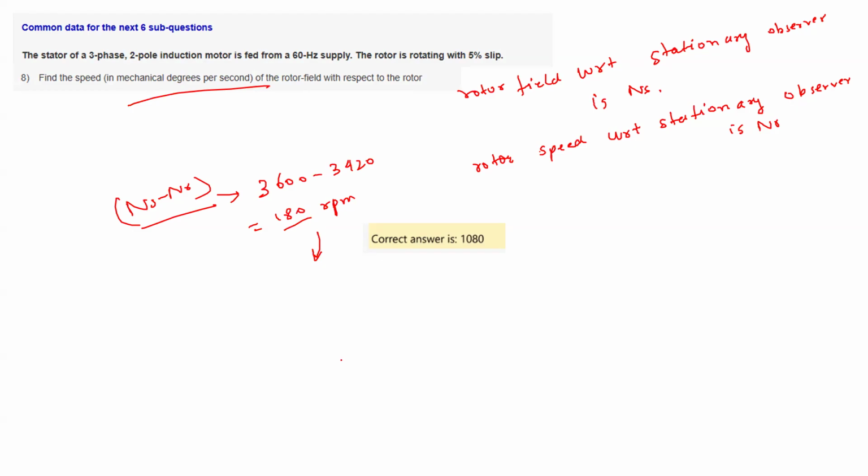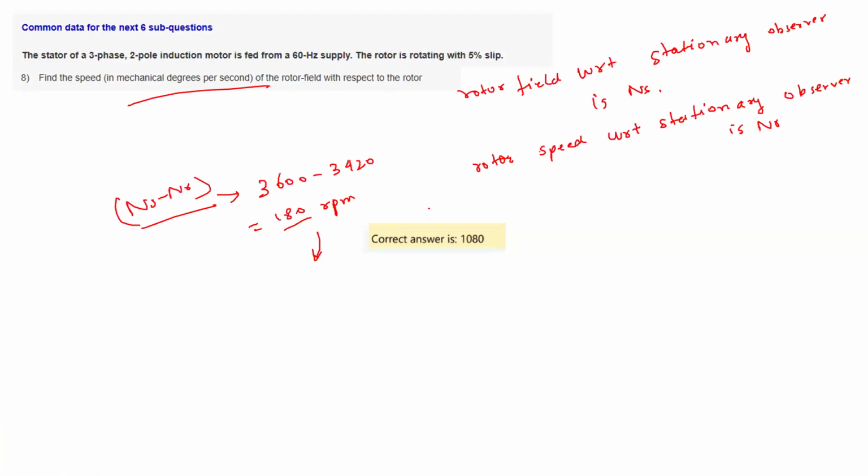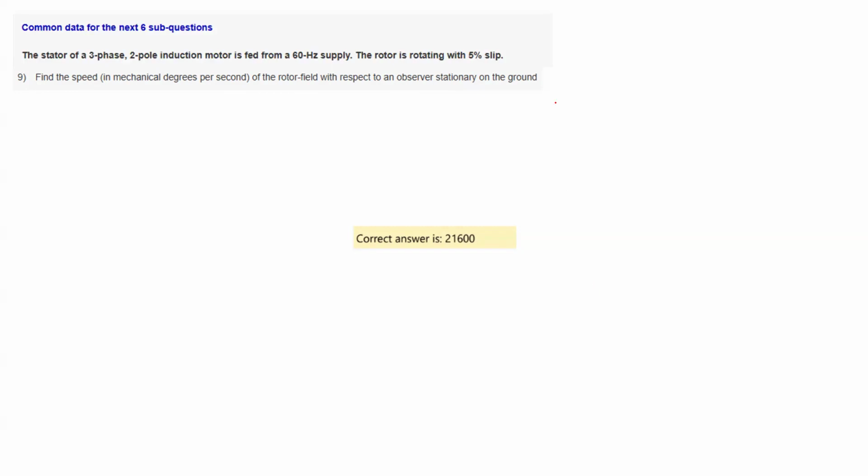So this is the thing. Now they're asking you to find the speed of the rotor field with respect to the stationary observer on the ground. This is what I was saying, right? With respect to stationary, the rotor field with respect to a stationary observer is Ns. So this is just Ns. We have found Ns already, right?